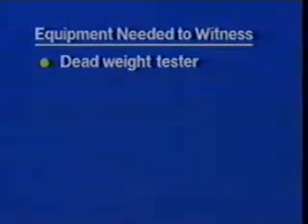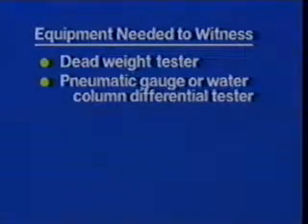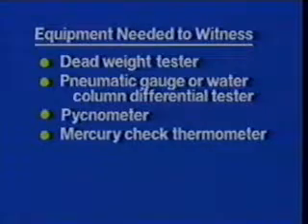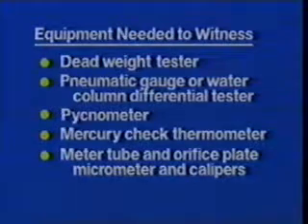Although you may only be a witness to another party's test, you should always be equipped to duplicate all the tests. You have the duty as a witness to see to it that test instruments are measuring correctly and proper test procedures are followed. The minimum equipment you need for this includes dead weight tester, pneumatic gauge or water column differential tester, pycnometer, mercury check thermometer or an equivalent, meter tube and orifice plate micrometer.